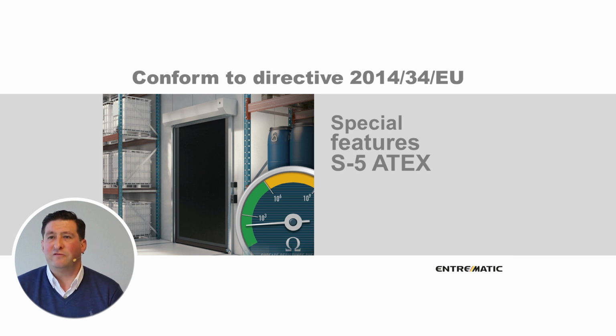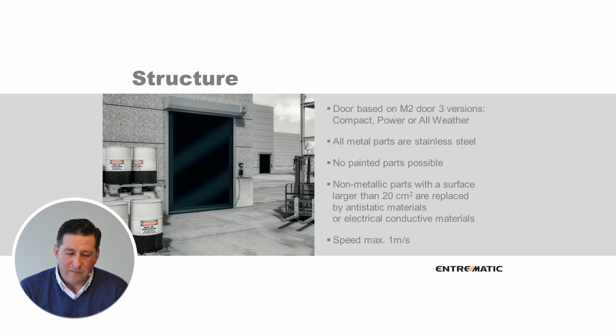Some of the special features of the S5 ATEX door. For the people who know our product range, the S5 ATEX door is based on the M2. We have the 3 different versions as in the M2, so we always have the compact, the power and the all-weather. This depends on the wind capacity that they can have. So this means that we have an indoor or an outdoor application. The metal parts are all stainless steel.